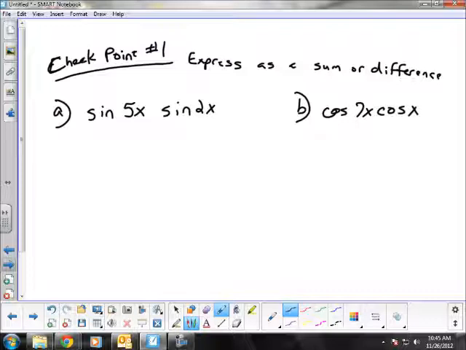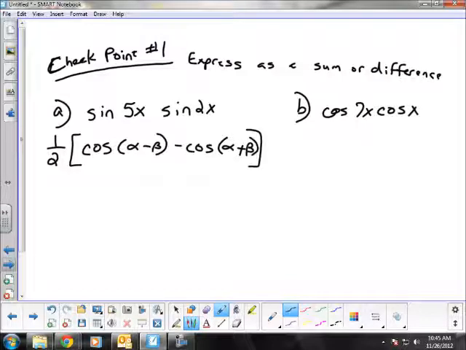So I've got the sine of two different angles here. I'm going to use this formula that says 1/2 times the cosine of alpha minus beta minus the cosine of alpha plus beta. There's my general formula for the sine of two angles that are multiplied together. Now, which one's alpha? 5x. And which one's beta? The 2x. So you just substitute that in.